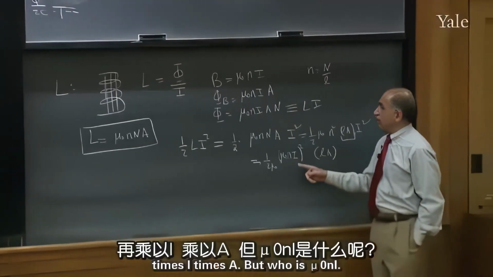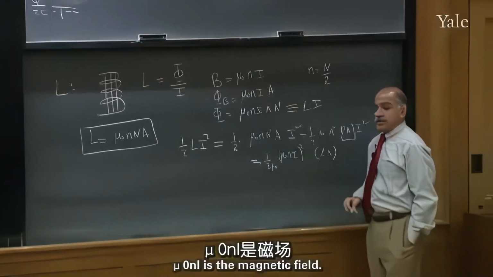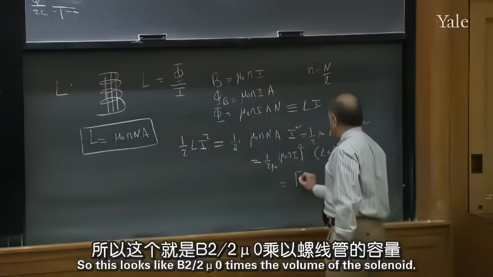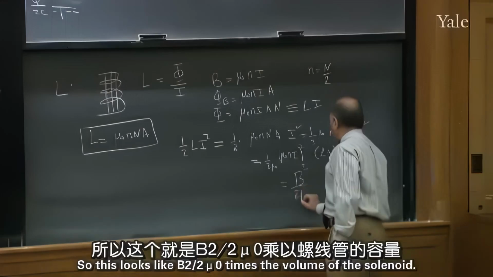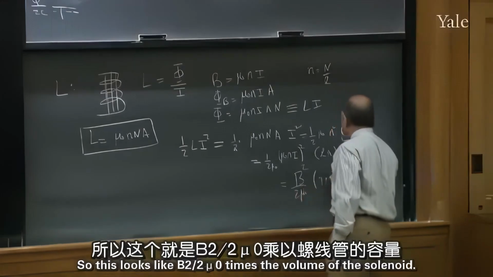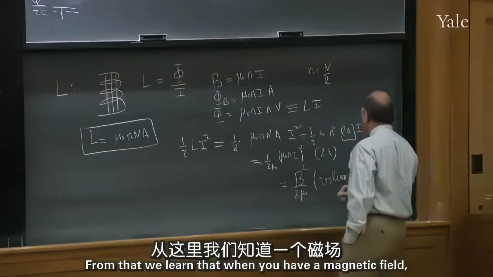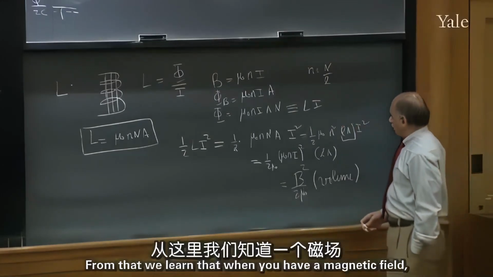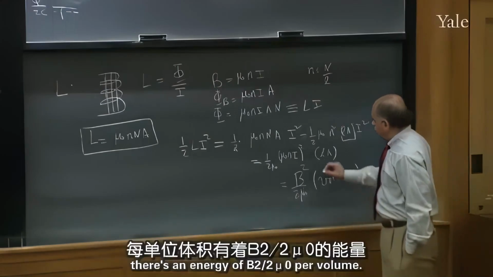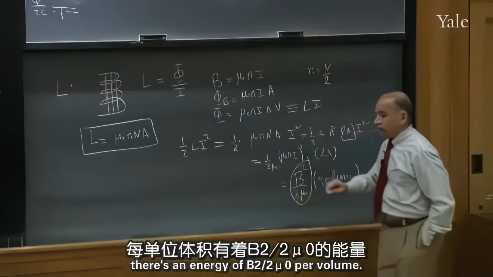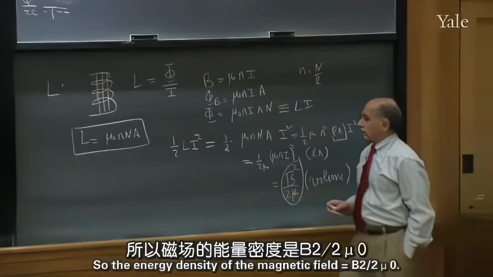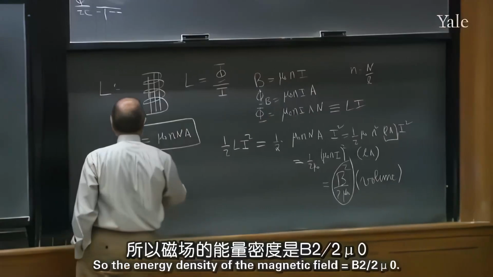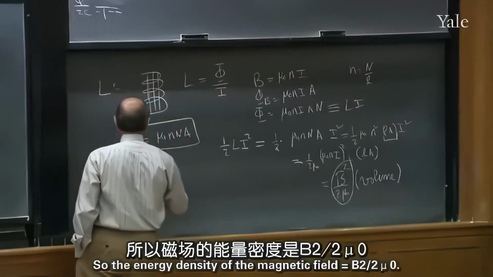But who is mu 0 n I? Mu 0 n I is a magnetic field. So this looks like B squared over 2 mu 0 times the volume of the solenoid. From that we learn that when you have a magnetic field, the energy is B squared over 2 mu 0 per volume. So the energy density of the magnetic field is equal to B squared over 2 mu 0.